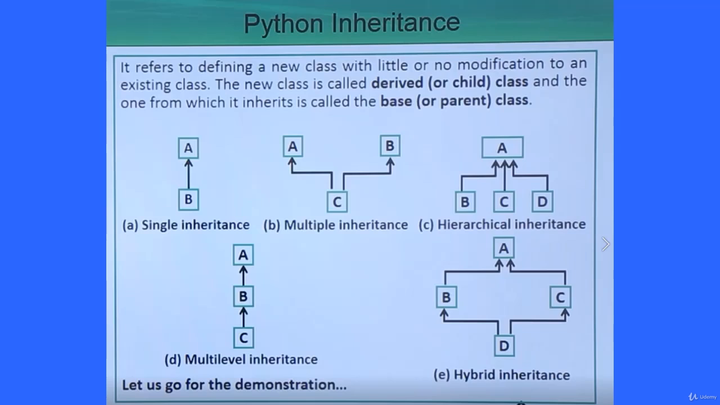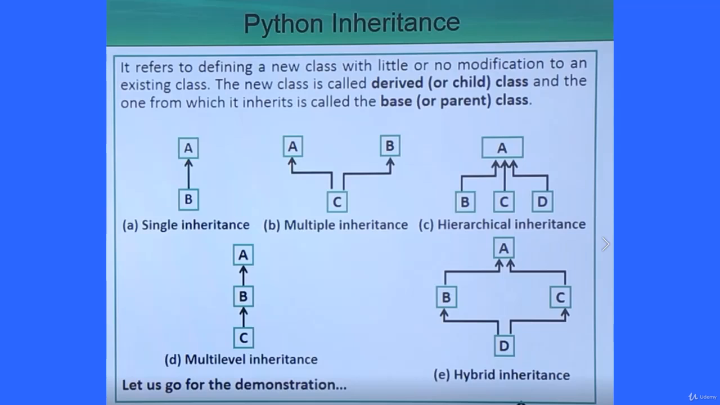What is the first one? There is single inheritance, which means one base class and one derived class. So that is known as single inheritance. Here we have multiple inheritance. What does it mean? We will have multiple base classes, not only 2, we can have more than 2 also, but one derived class. This derived class will inherit the properties from all the base classes.